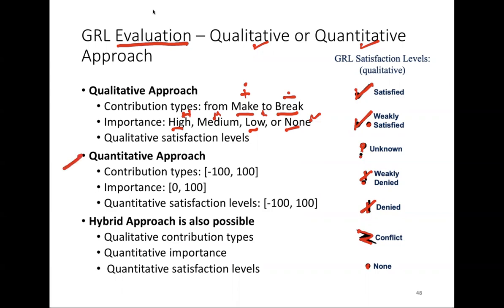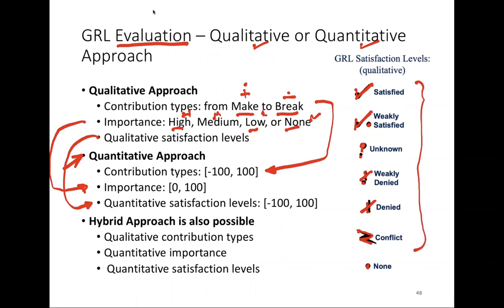However, we could actually evaluate the goal model using a quantitative approach, in which the contribution types will be mapped from those symbolic notions to a number between -100 and 100. The importance also will be mapped from high, medium, low, none into a number between 0 and 100. And finally, the qualitative satisfaction levels also will be mapped to a number between -100 and 100. In some research papers and some actual tools, it might be interesting to use a hybrid approach where qualitative contribution types are used while quantitative importance and quantitative satisfaction levels are used.